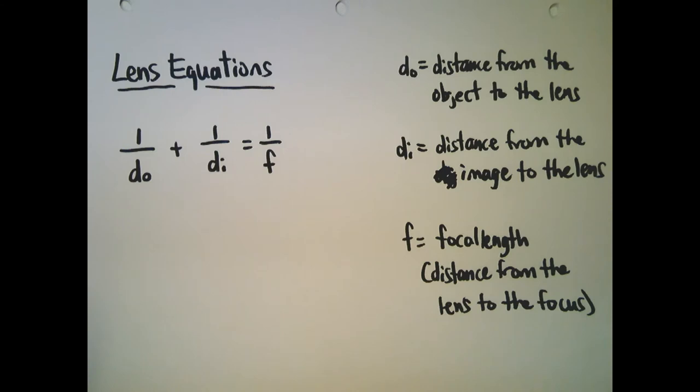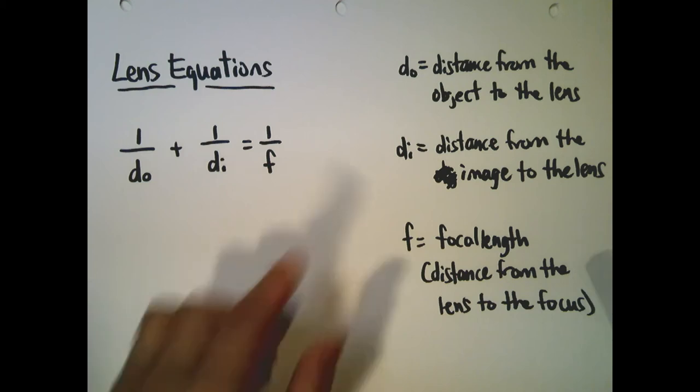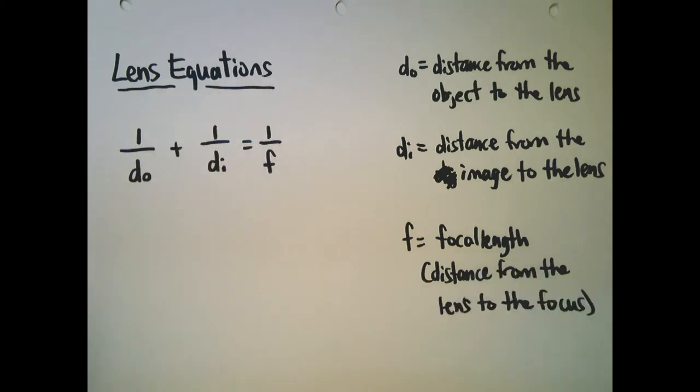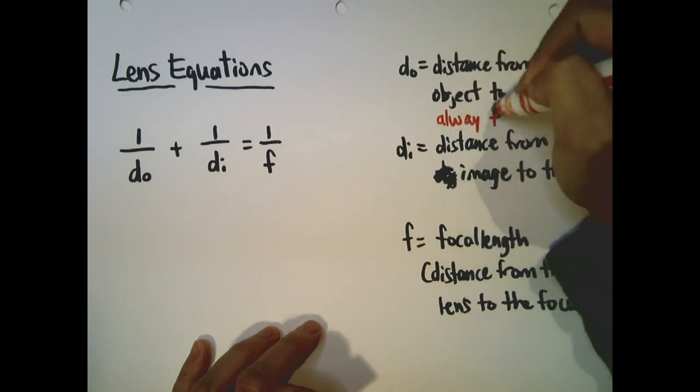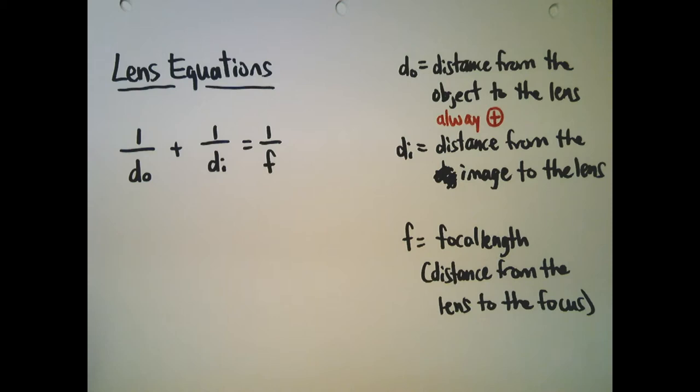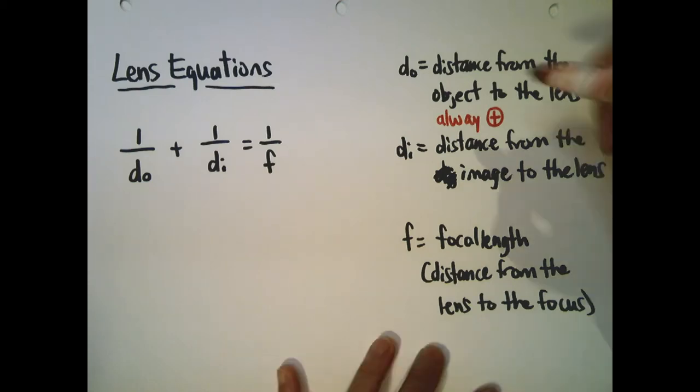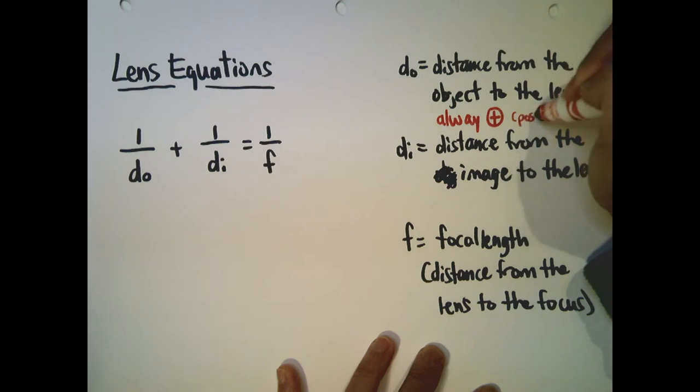Another thing you need to think about in these equations is the signs. What do I mean by signs? Well, in math you have negative and positive, and same thing in physics, or in this case optics, these equations have negative and positive values, which mean different things. So for example, the object will always have a positive value because it's real. I'm just going to write always positive, with a plus sign with a circle around it so you know that is positive.